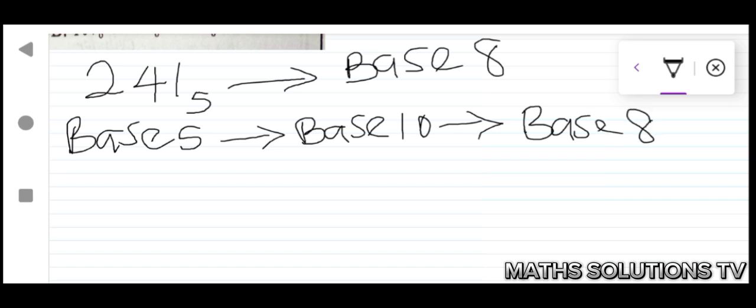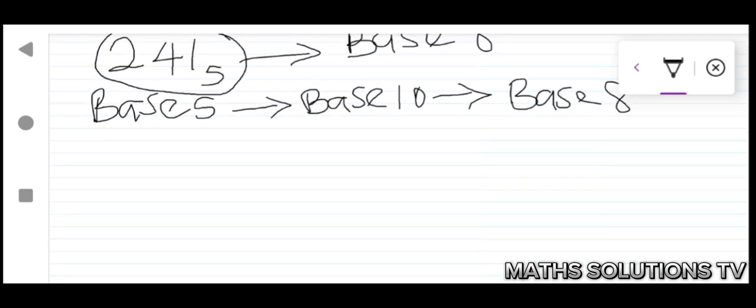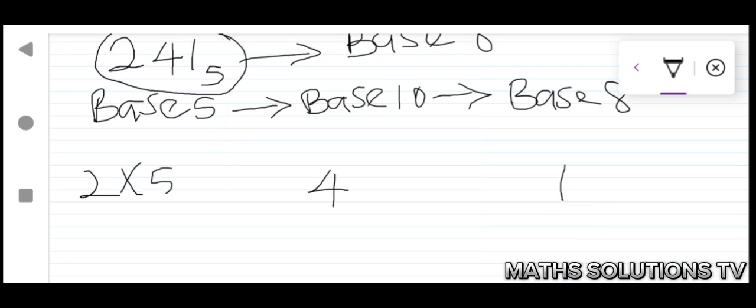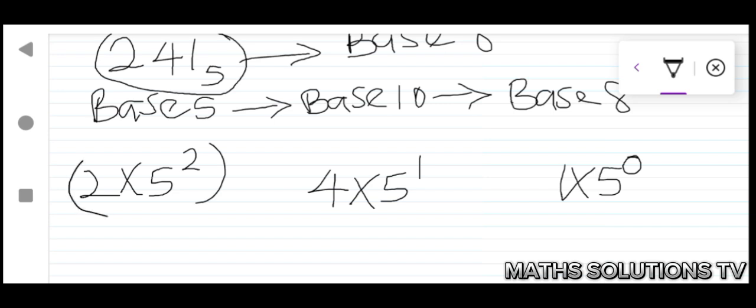So now, we want to change this 241 base 5 to base 10. And how do we go about that? First of all, write 2, 4, and then 1. The base right there, as you can see, is 5. So we multiply through by 5, multiply through by 5, and multiply through by 5. So you put the powers right: power 0, power 1, and power 2. Close the bracket and add your plus. This is a very nice way to go about it.